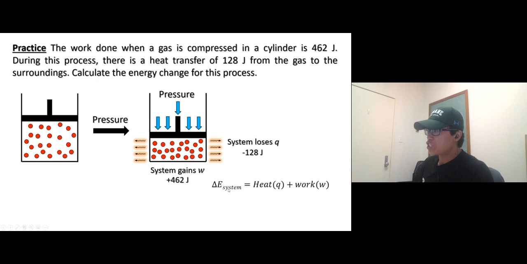All right. So the energy change of the system is equal to heat plus work. Plug in, super easy. Heat is negative 128 joules, and the work is positive 462 joules. Do the math there. 334 joules. It's all about the sign. Make sure you have the right sign, you'll get the right answer.